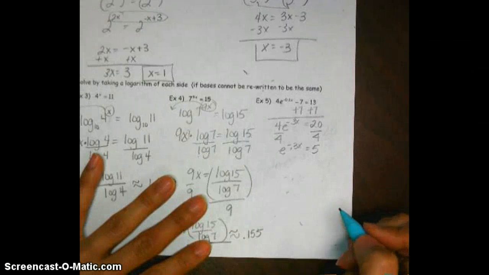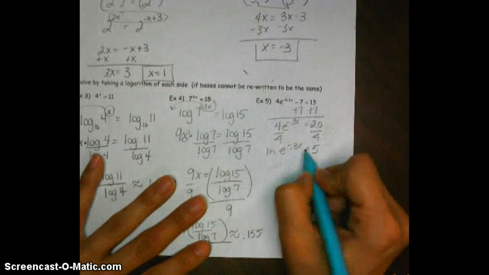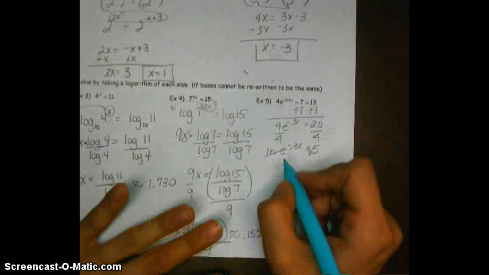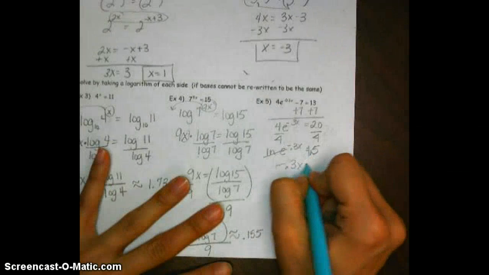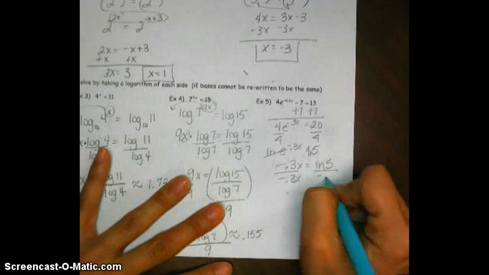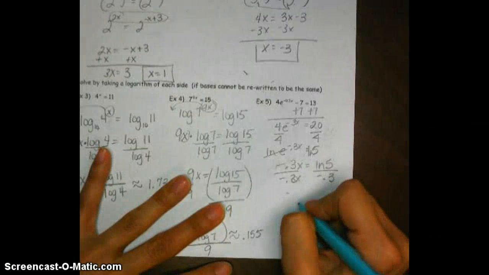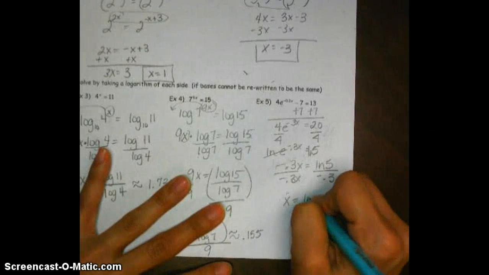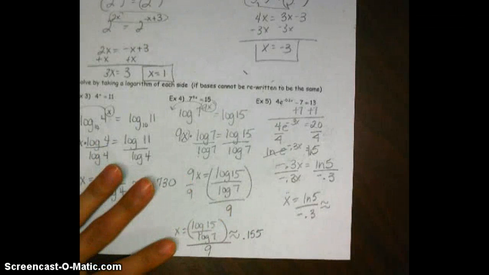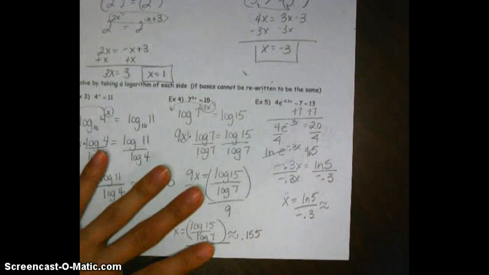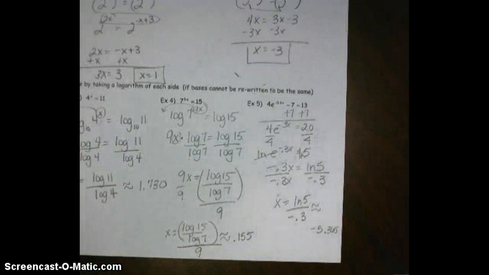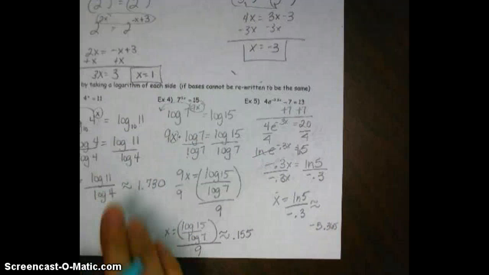Now that e is isolated, now I can take the natural log on both sides. Remember, those are inverses of each other. It equals 1. So now I have negative 0.3x equals the natural log of 5. And then to get x by itself, I just need to divide by negative 0.3. So x exact answer is the natural log of 5 divided by negative 0.3, or an approximate answer from the calculator would give back negative 5.365.